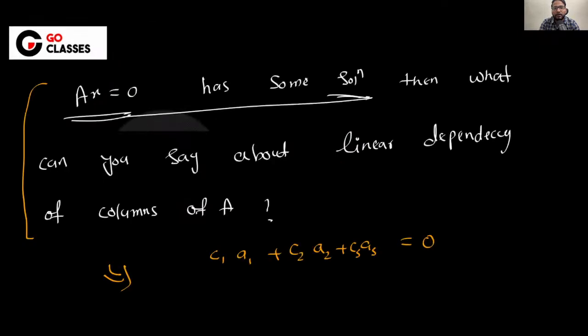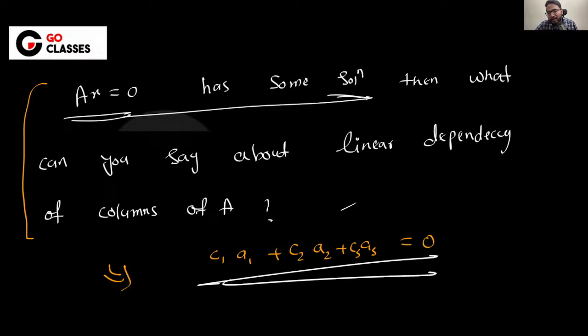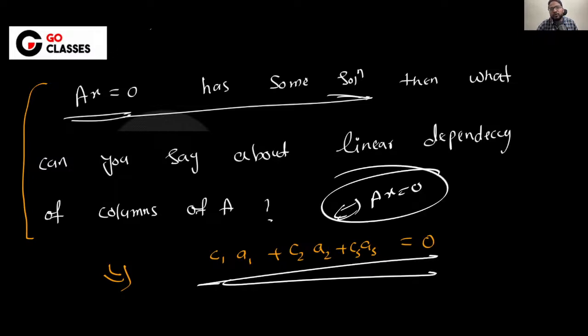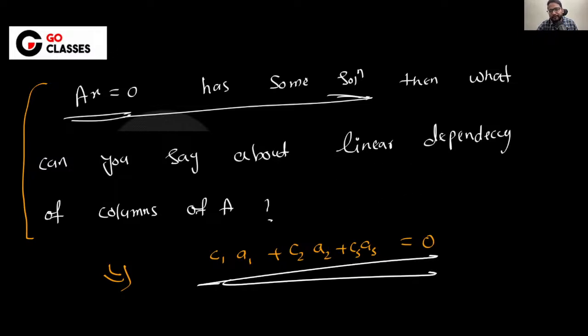Cool. Now let's understand it more. So Ax equal to 0 has some solution. Then can you say something about the linear dependency of the columns? Suppose I just give you this information, that Ax equal to 0 has some solution, then what can you say about the linear dependency of the columns? Writing this equation and Ax equal to 0 is actually the same. So if they say Ax equal to 0, you should understand that they are basically writing this equation. They are saying this equation has some solution. Then what can you say about whether the columns are linearly dependent or independent?